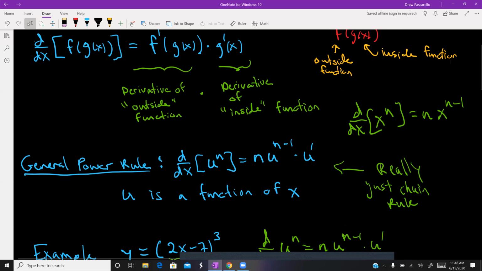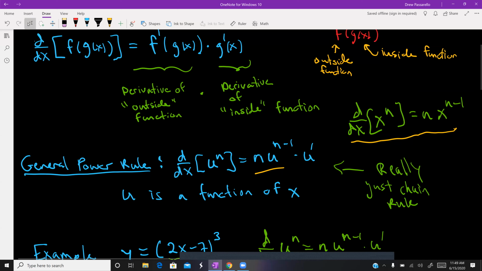Now there's what's called the general power rule, which is really just the chain rule. And it's like our regular power rule. So this is our regular power rule: the derivative of x to the n is n times x to the n minus 1. It's just now I'm using the letter u, and the letter u is going to stand for a function consisting of x. And its derivative, of u to the n, equals n times u to the n minus 1. So that's identical to what I have over here. It's just this added times u prime part.